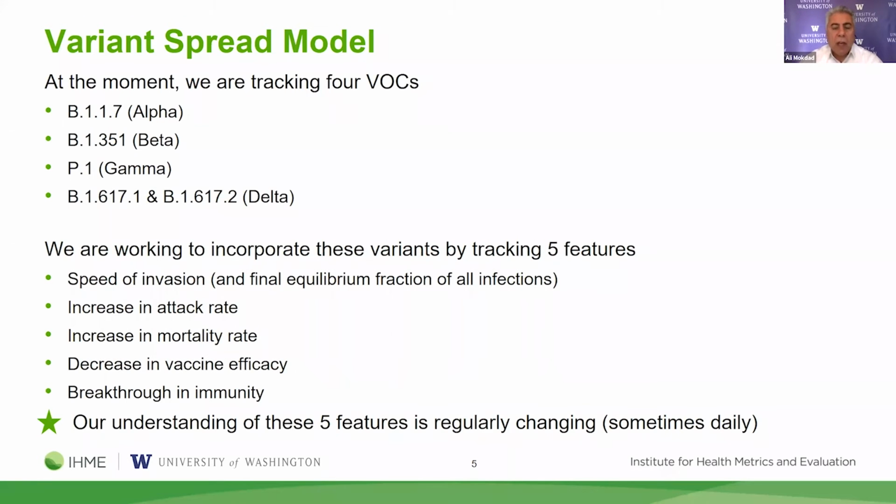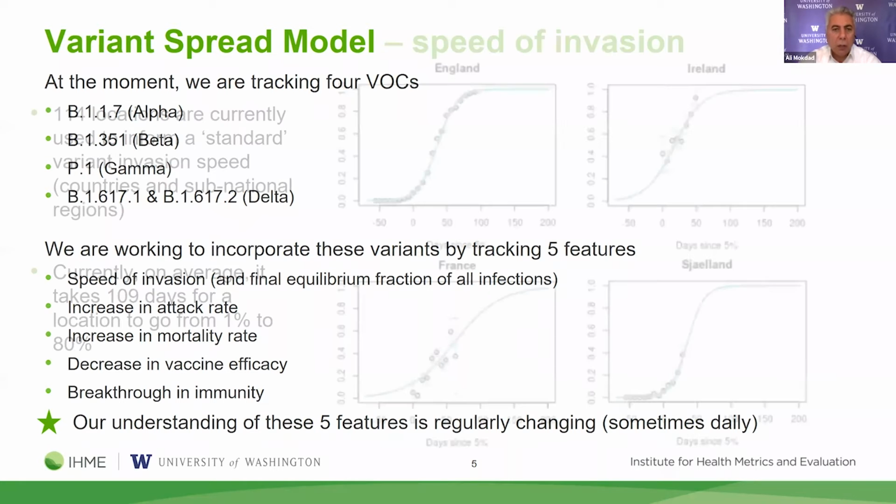We look at all the variants that are circulating using the GISAID data. We know what percentage of each variant is circulating, and which variant is taking over in a location. We incorporate into our models the speed of invasion of each variant, the increase in attack rate, the increase in mortality rate, the decrease in vaccine efficacy, which is very important, and breakthrough of immunity from previous infections. We do all of this before we proceed with our models.